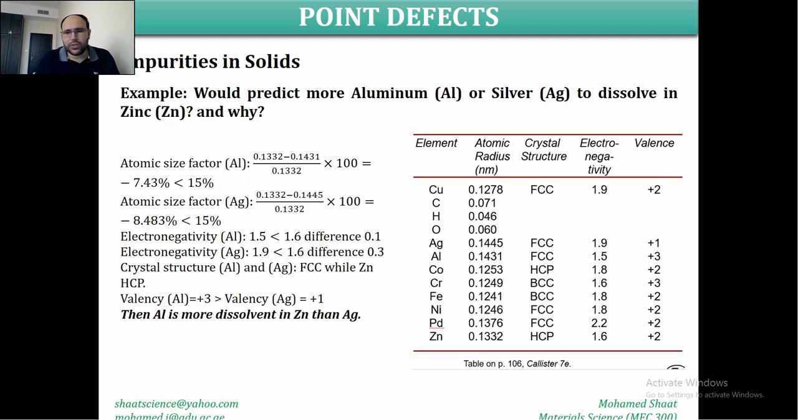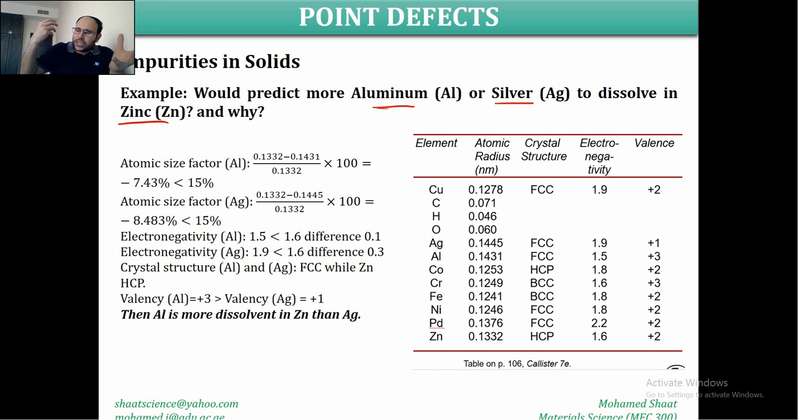So let us consider this example here and try to answer this question. Would you predict more aluminum or silver? So aluminum and silver, these are 2 candidates to dissolve in zinc. So the hosting material will be the zinc. The solvent will be the zinc. This is the one with the highest percent. And the impurities are aluminum or silver. These are 2 candidates. There are 2 possibilities.